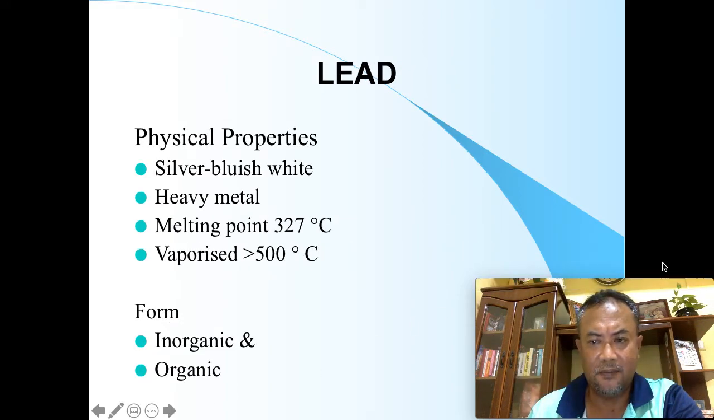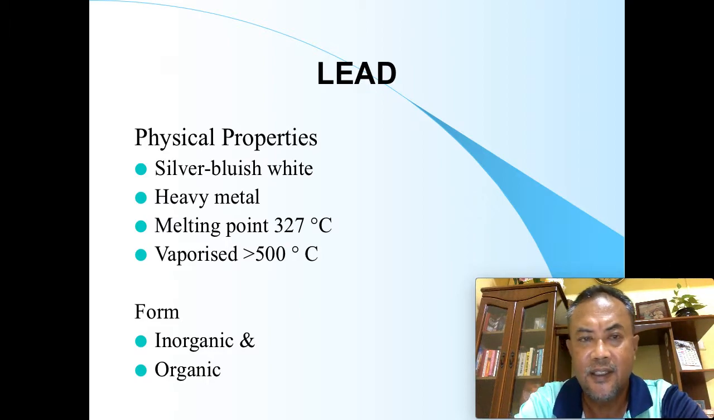Before we discuss the regulation further, we need to understand the physical properties of lead. In Malaysia, we call it lead, or lead in Australia. It's a silver, bluish white color, like a silver car. More likely there is lead content. So the properties are silver, bluish, white, and it's a heavy metal. The melting point is 327 degrees Celsius. So if you want to melt lead, the temperature will be 327 degrees Celsius.